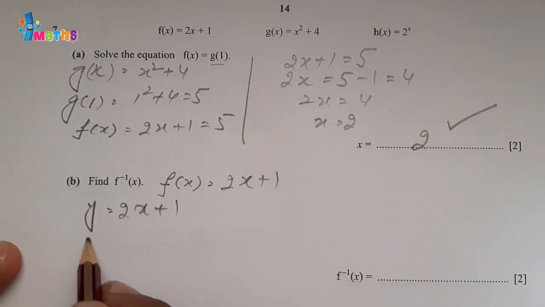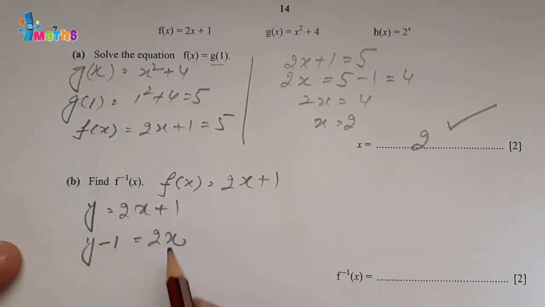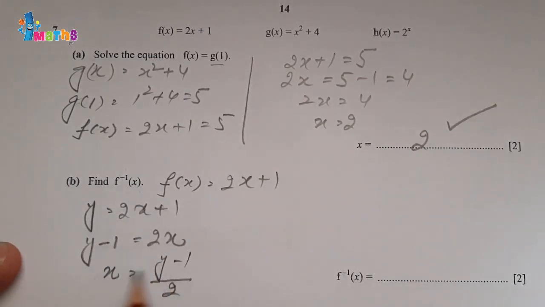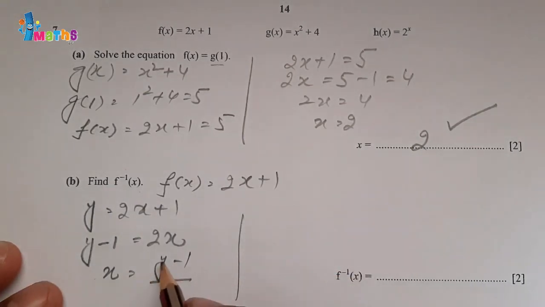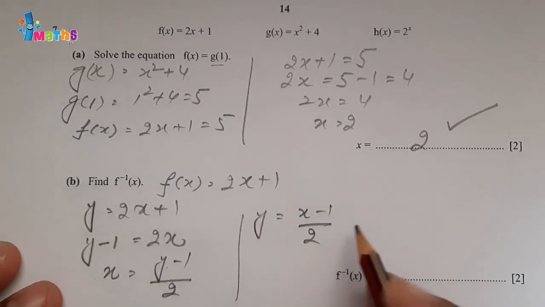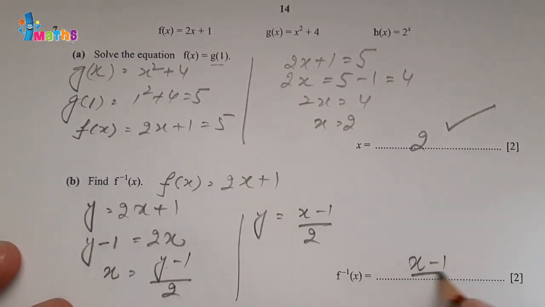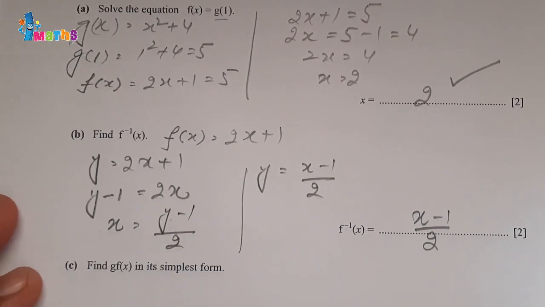So we can write y minus 1 is equal to 2x, and we can write x is equal to (y minus 1) over 2. Now we'll have to shuffle x and y. After shuffling, we will get y is equal to (x minus 1) over 2. So this will be our answer for f inverse of x, which is (x minus 1) over 2. So we got the answer for the b part also.